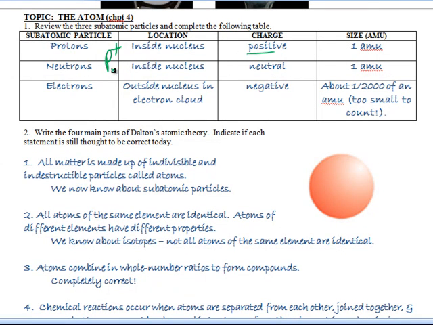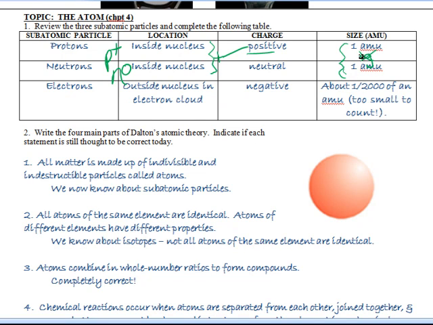The neutrons are neutrally charged, not negative, neutral, meaning they don't have a charge. So if you look at the overall charge of the nucleus, it's going to be positive due to the presence of those protons. The neutrons don't cancel out the protons at all, so overall it's going to be positively charged inside the nucleus.